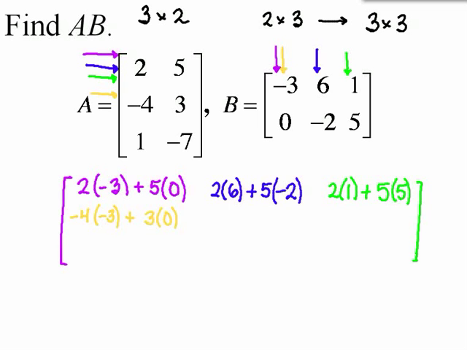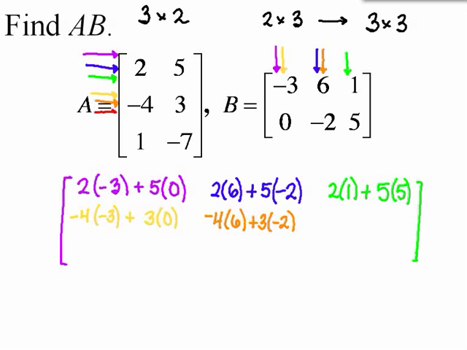My next one will be row 2 times column 2, times 6. So I've got -4 times 6 plus 3 times -2. Now, is there a shortcut way? Yeah, there is, and that's by using your calculator. Unfortunately, on your test, you're going to have a calculator portion and a non-calculator portion. So you are going to have to calculate these by hand.